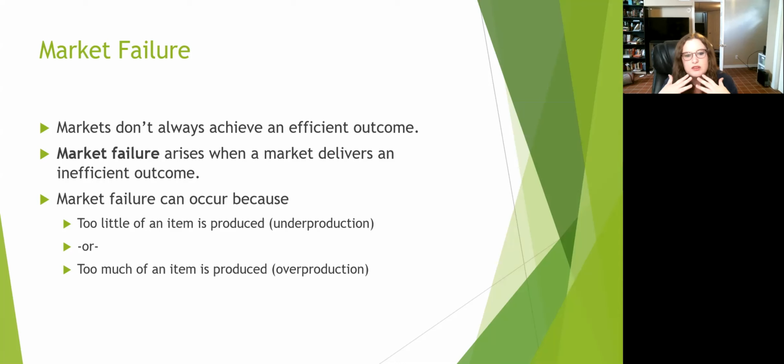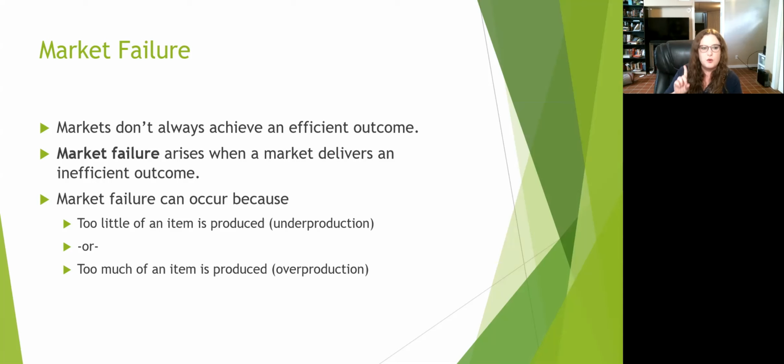We don't always achieve this efficient outcome, right? Market failures can sometimes arise when a market delivers an inefficient outcome. An inefficient outcome just means that we're producing too much or too little of something. If society would really like 10 pizzas, but we're only producing 5, well, then we have some sort of inefficiency. There's a market failure occurring.